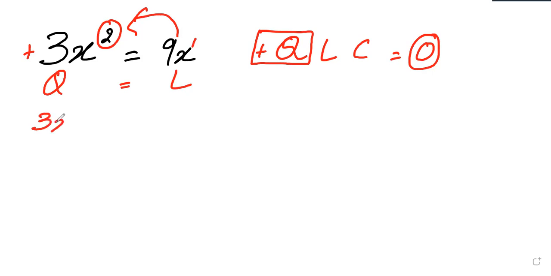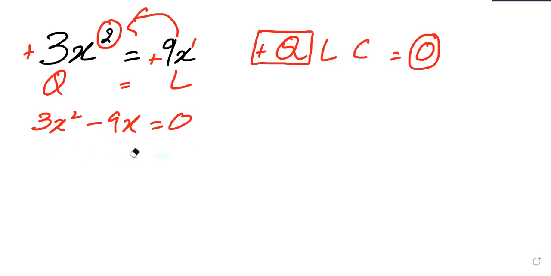So it becomes, guys, 3x square remains same, plus 9x. When we shift it to the other side, it changes to minus 9x equals to 0. Yes, now we get a proper order: positive quadratic, linear, and other side is equals to 0.